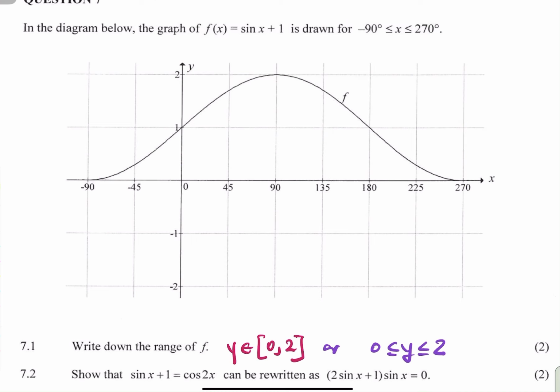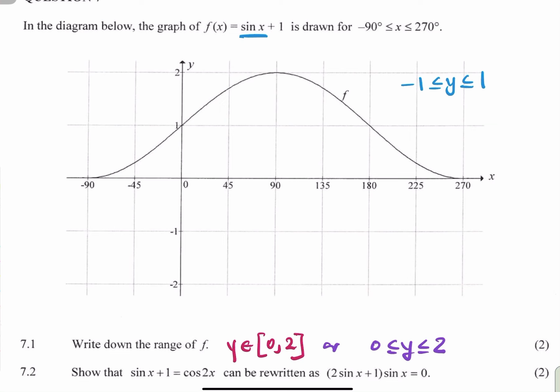The other way to work it out is to have the actual range of sine x. So that is in between negative 1 and 1 there. This one is the actual range for sine x. But because now there is a vertical translation of positive 1. All right. So you need to be very careful. You are going to add 1 to this particular range because it's now affected by this value of q, which is 1.